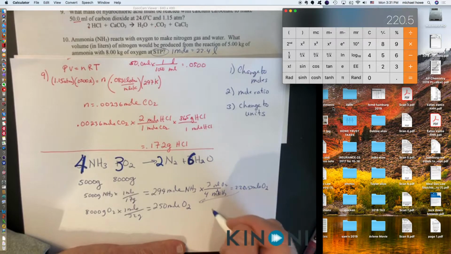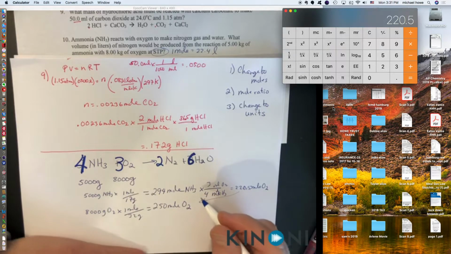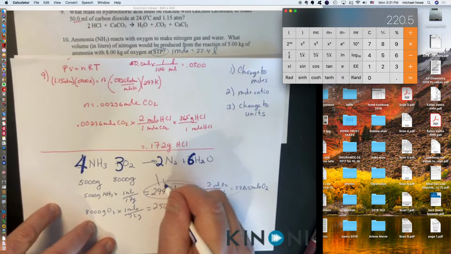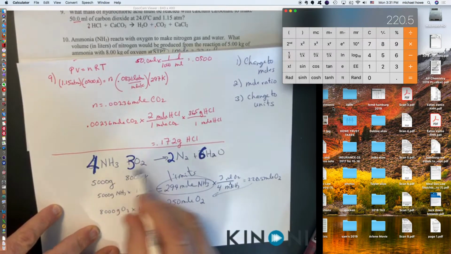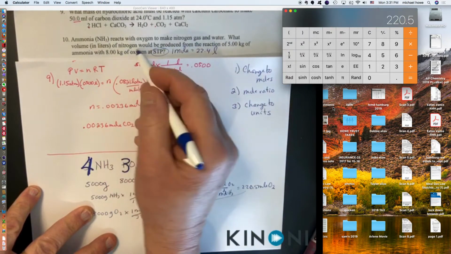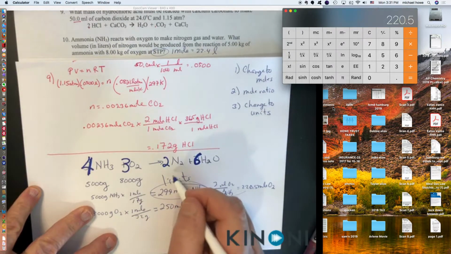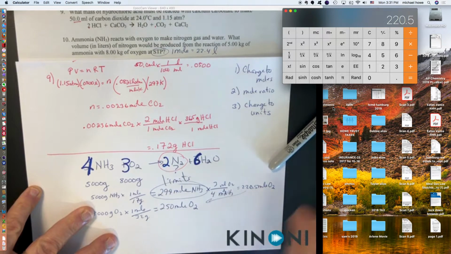And if you look back here, I've actually got more than that. I got 250. So I got extra oxygen. So that means that the NH3 is limiting. So since that's limiting, we take that one to solve the rest of the question. We want to know what volume of nitrogen would be produced. So we're looking for that. Okay, so this is what we're looking for right here.